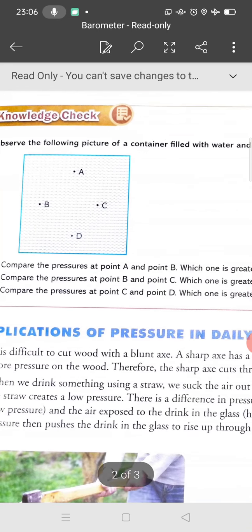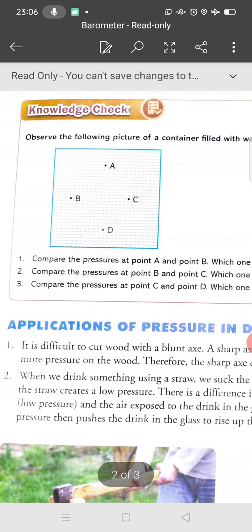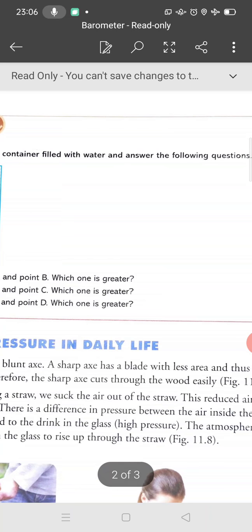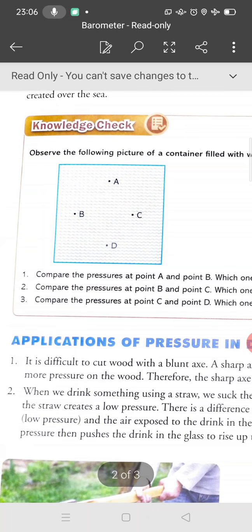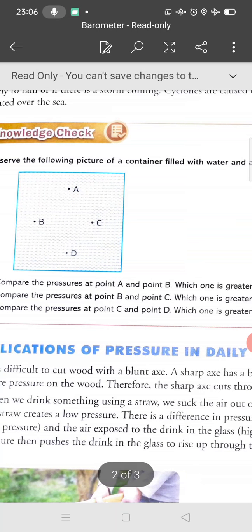Now you can see there is a picture of a container filled with water, and answer the following questions. Compare the pressure at points A and B. Here there are A, B, C, D. Which one is greater? B. Understand what I am saying? We have discussed in the last lecture, the greater the depth, the greater the pressure.